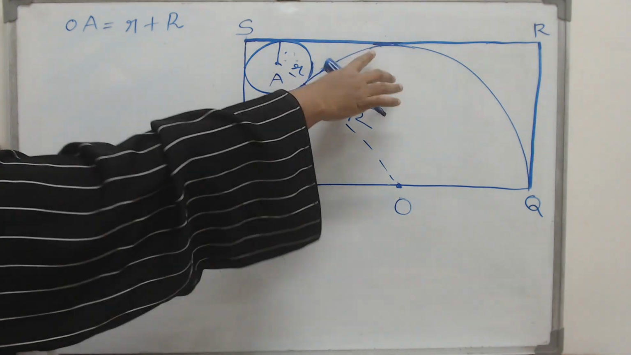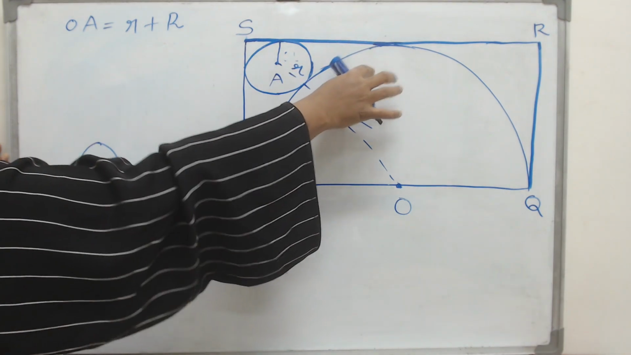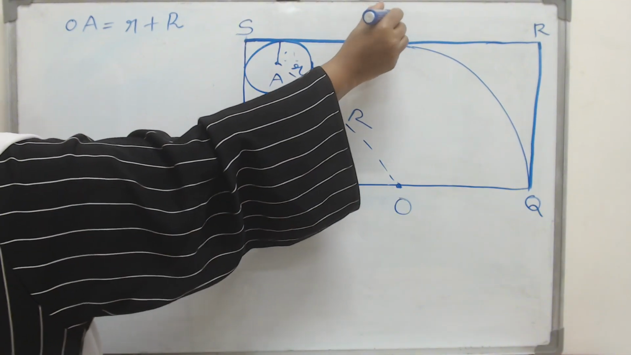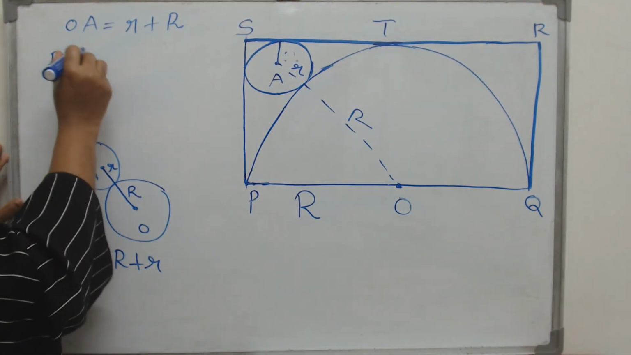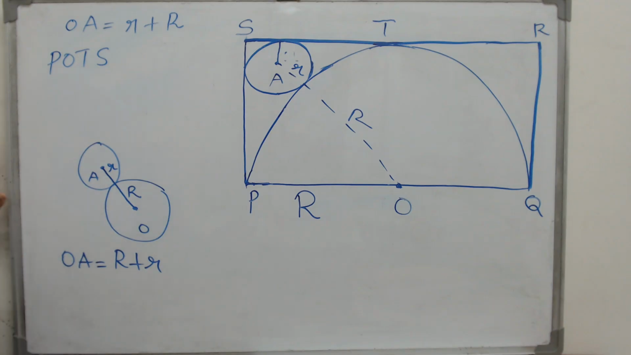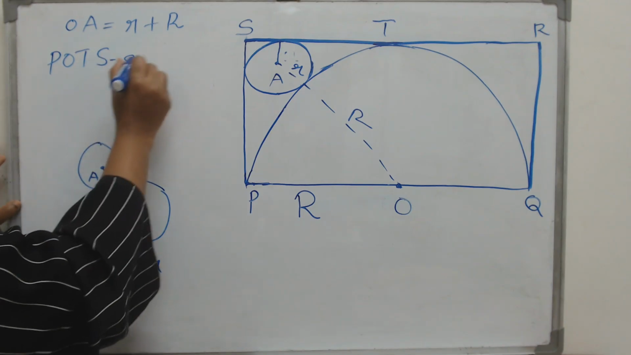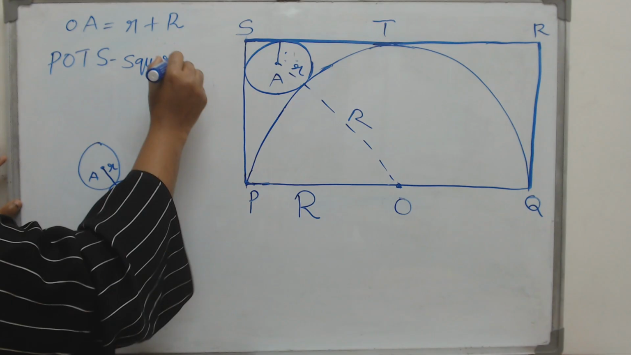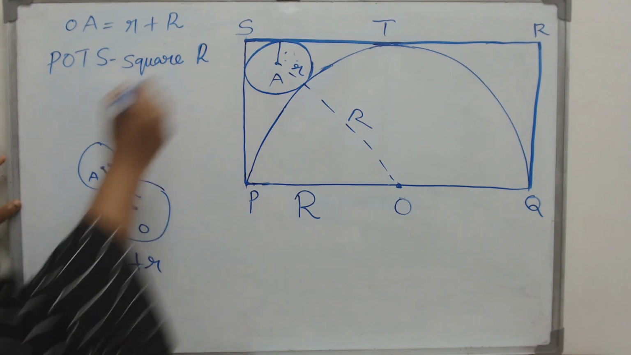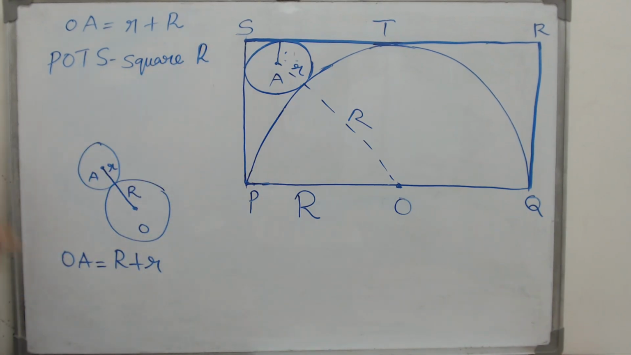Now, you see this point where the semicircle touches the rectangle. Let me name it T. Then, what sort of a quadrilateral will this POTS be? You will see that it is a square of sides R units. Can you tell me why that is?